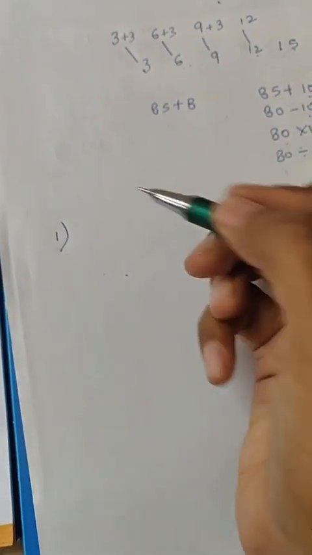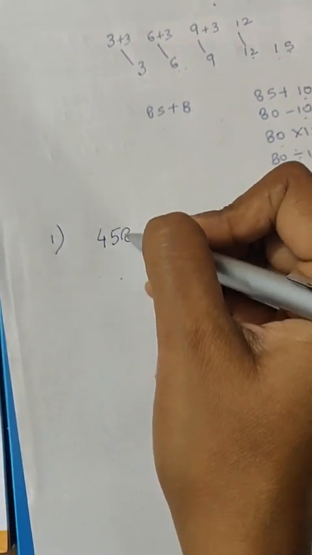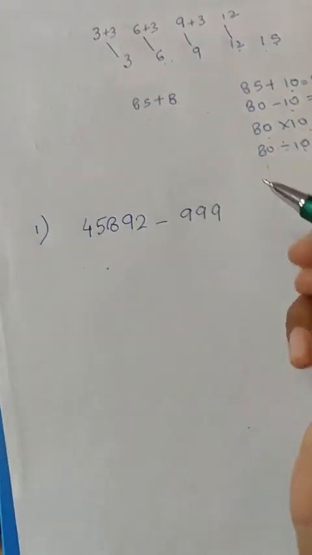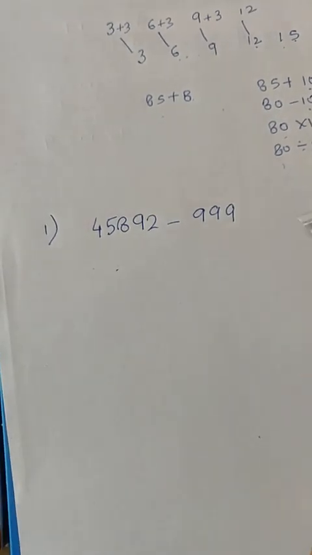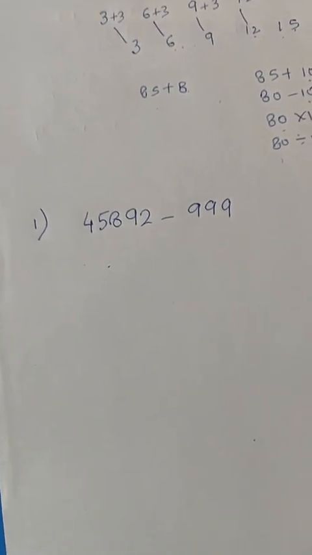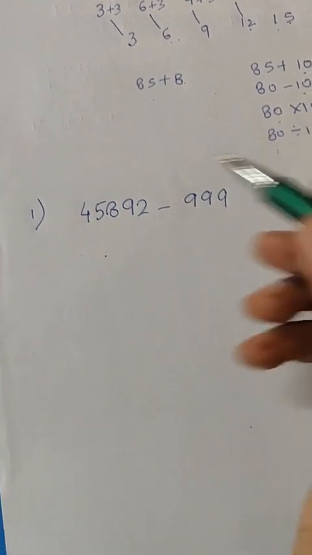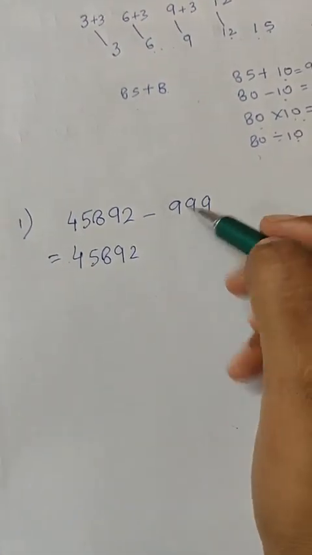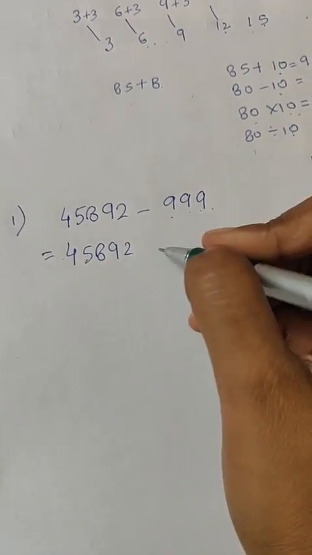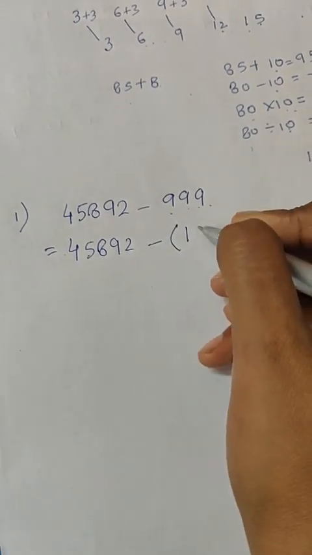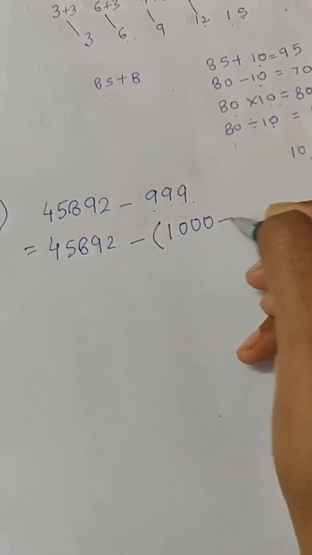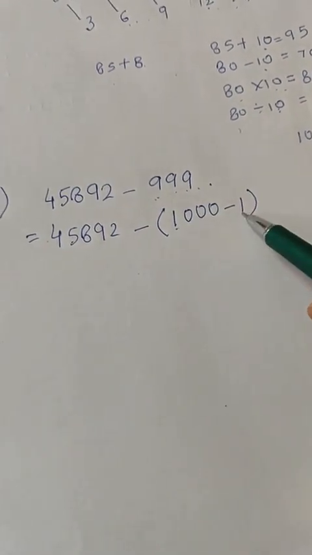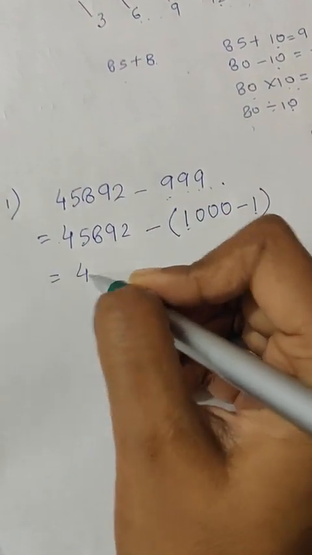Simplify the following. Right now, suppose the question that is given to you is 45892 minus 999. Now if you have to carry out this subtraction, you might take some time, but it is very easy to carry out this subtraction by applying the pattern of numbers. Now what we can do here is that we'll apply a simple trick. We can write 999 as what? We can write 999 as 1000 minus 1. Yes, we can write 999 as 1000 minus 1 and now we will open the bracket.